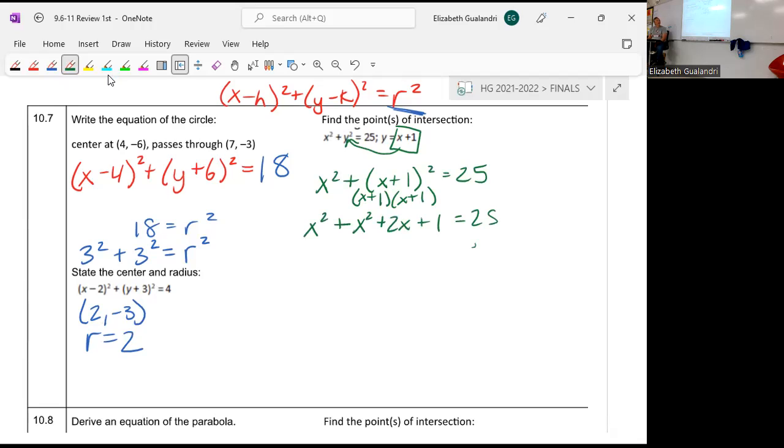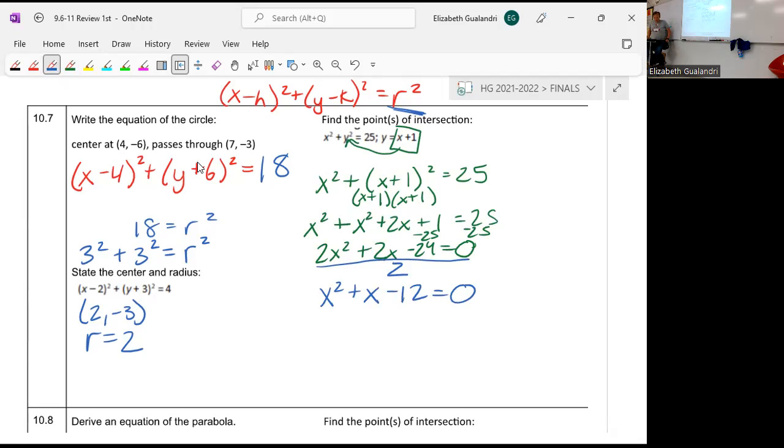In order to solve, when you get into a quadratic like this, x squared plus x squared is 2x squared plus 2x. And I'm going to subtract my 25 over because I need it equal to 0. So it's minus 24 equal to 0. For our purposes, if you're having to factor, you're only going to have to factor with the 1 in front, which you can do in this case because you can divide all of this by 2. So you have x squared plus x minus 12 equal to 0.